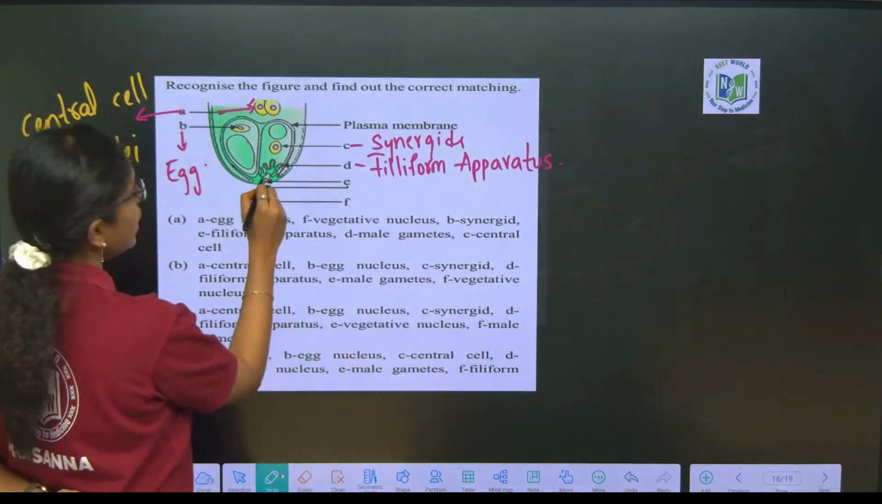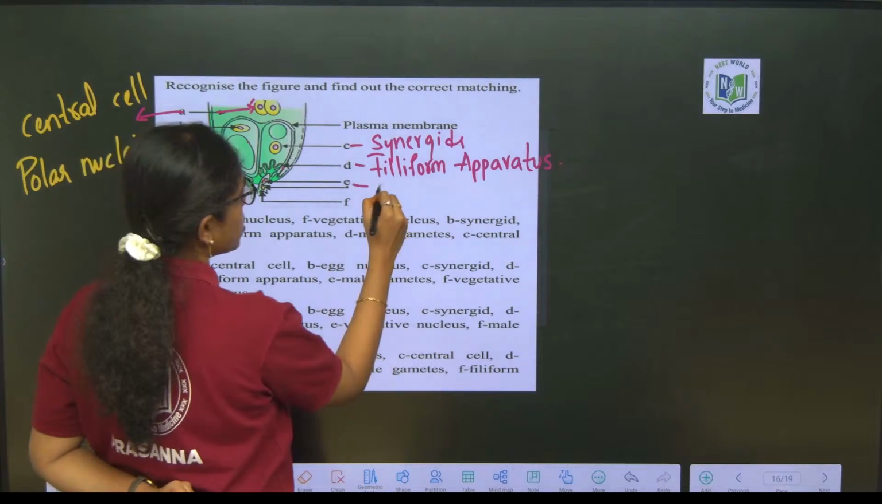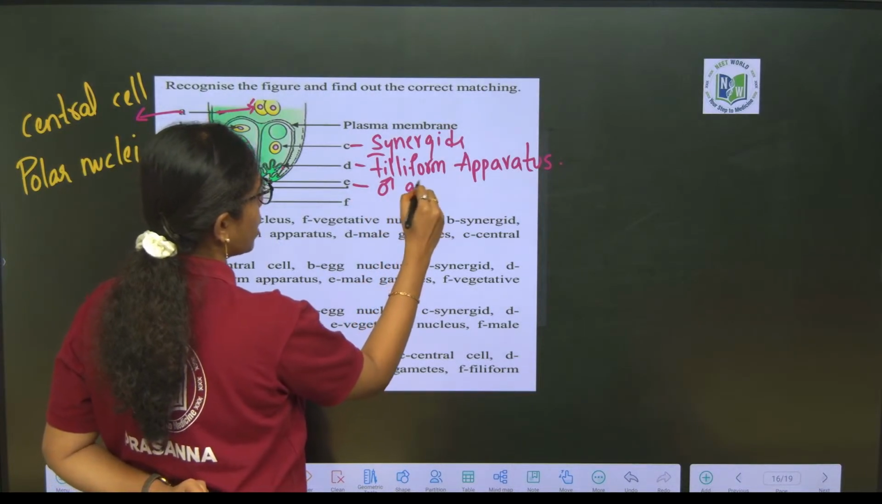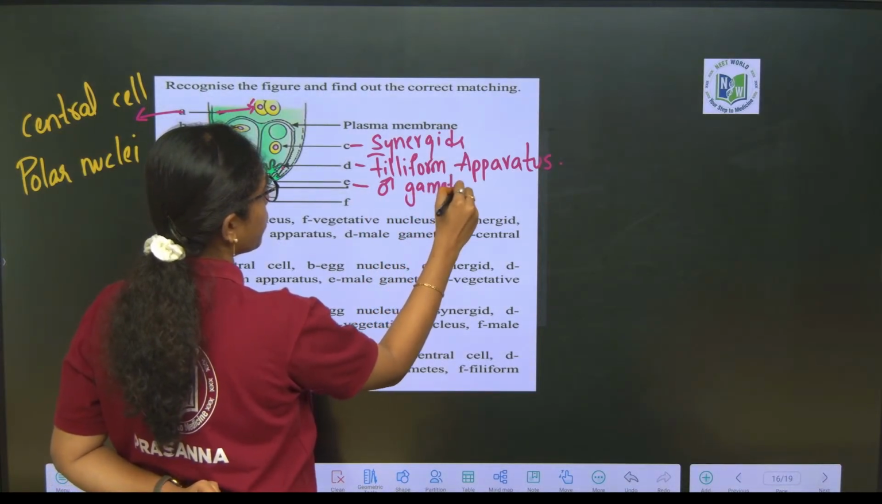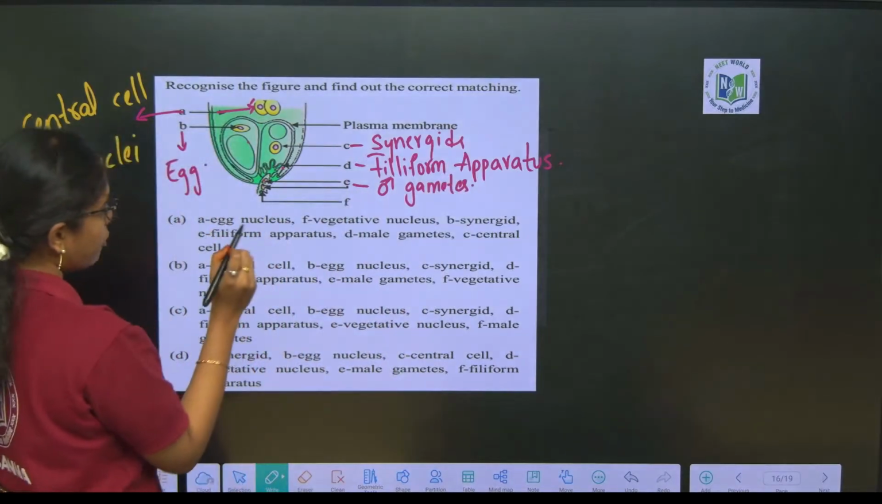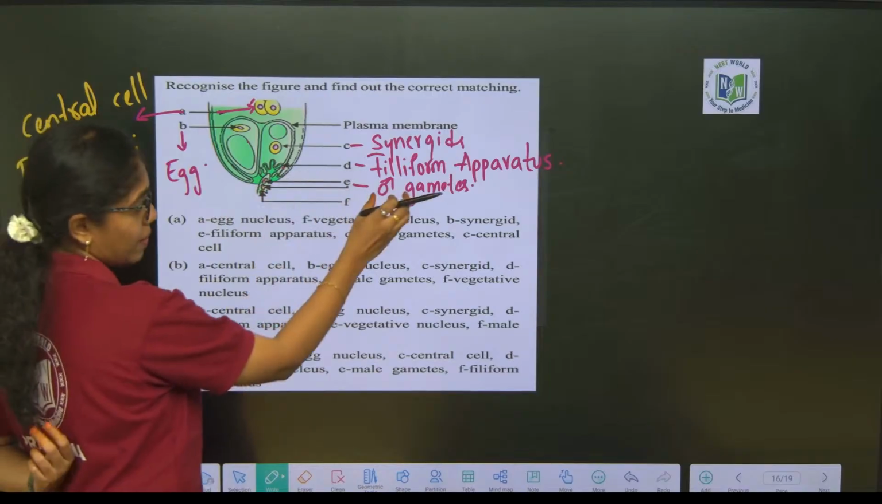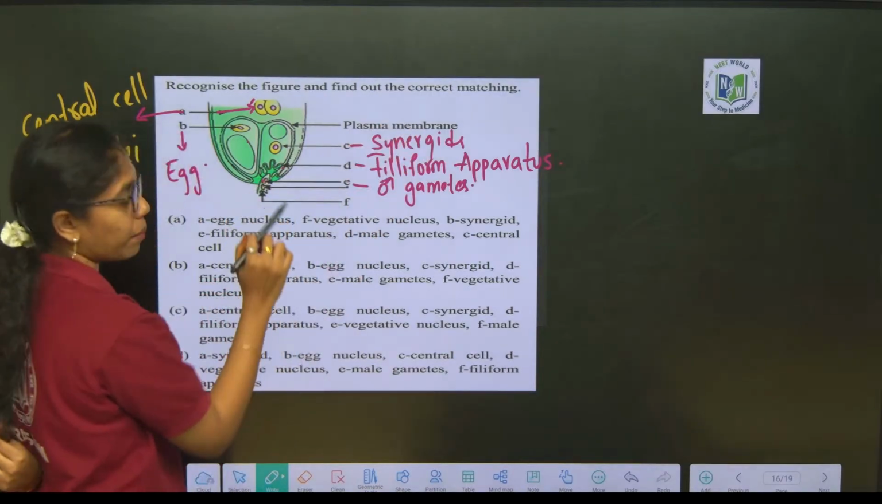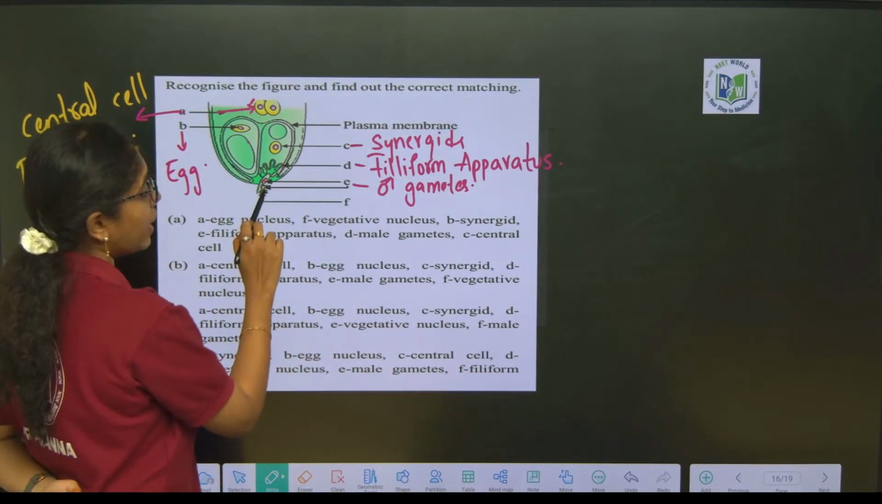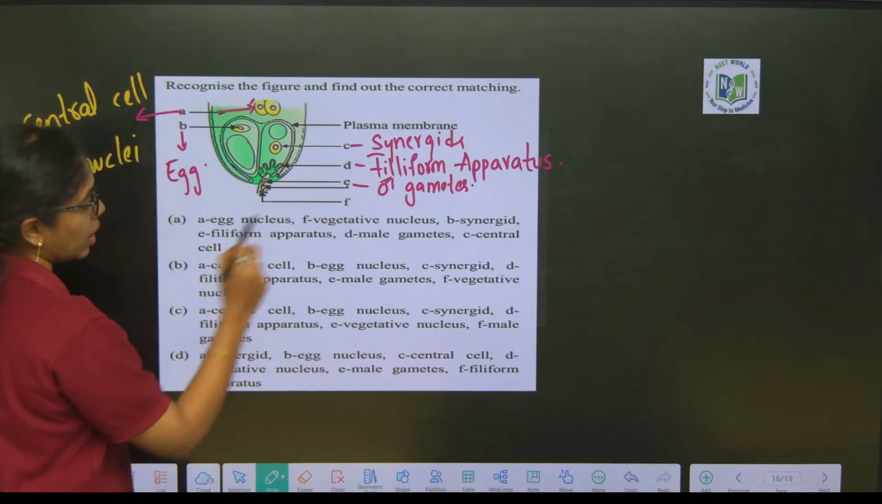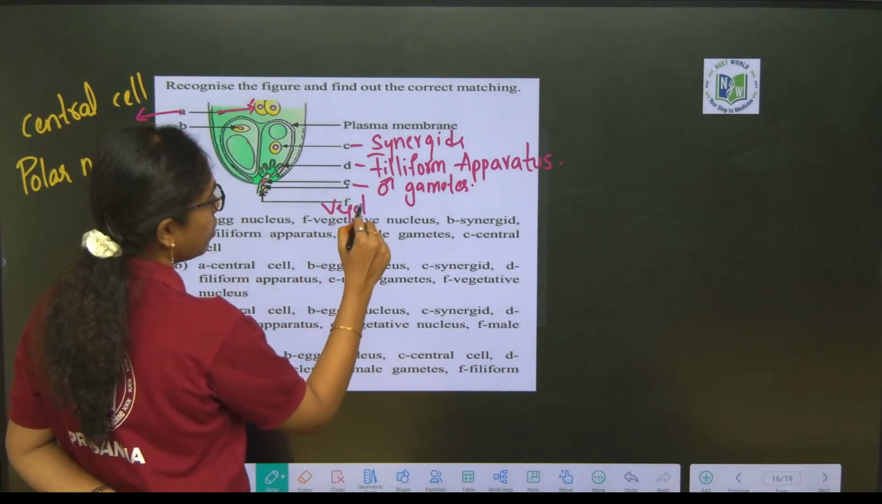Fine. And E here is what? Male gametes. Fine. And F is what? Nucleus, vegetative nucleus. E is male gametes, that is from generative cell, and F will be what? Vegetative cell. This will be vegetative cell.